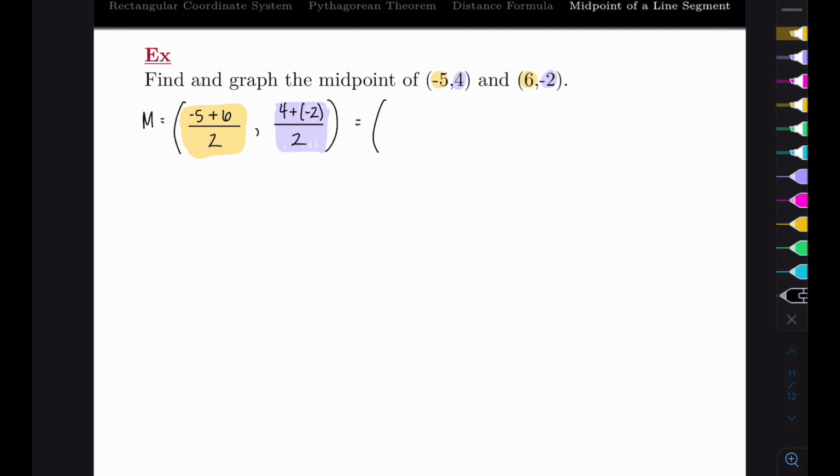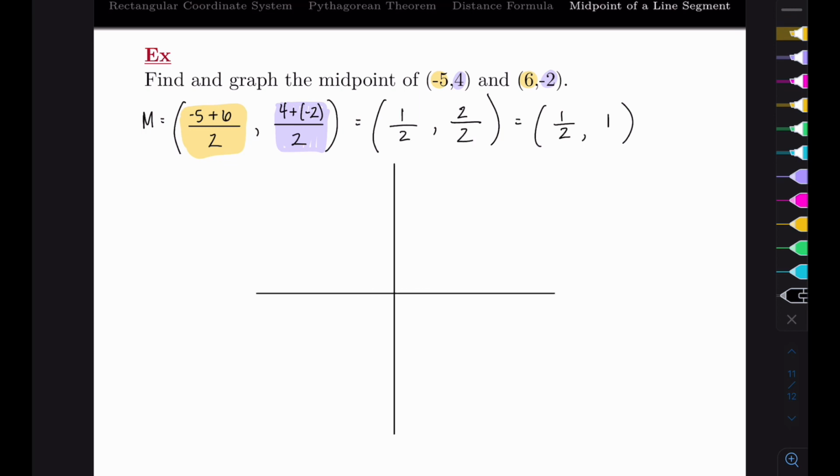So going through these calculations, -5 plus 6 is going to be 1 over 2. And then 4 plus -2 is 2 divided by 2. So that really ends up giving us 1/2, and then 2 divided by 2 is 1. Okay. So if I go ahead and graph these, I can see that, yes, that's roughly the midpoint.